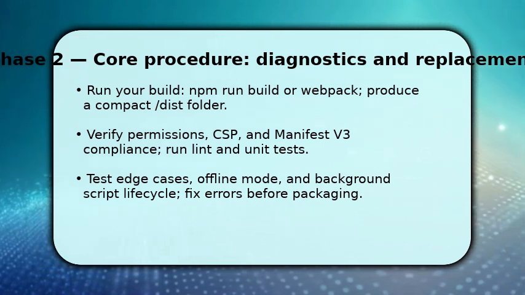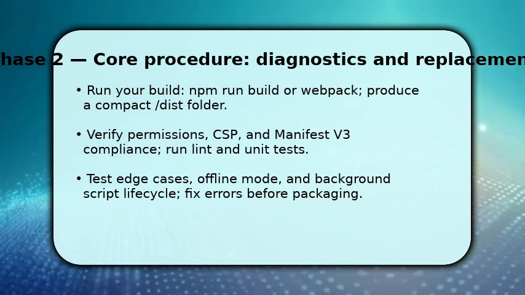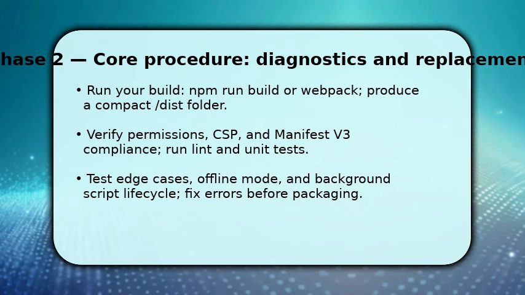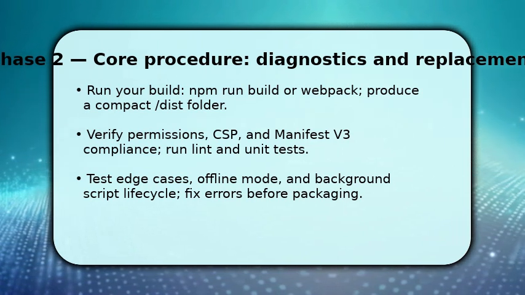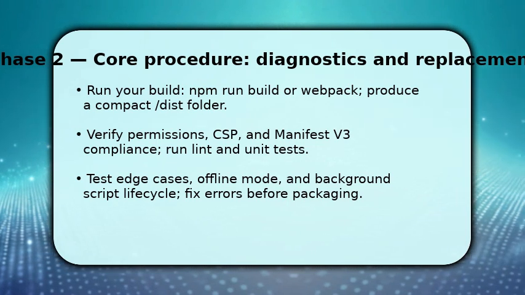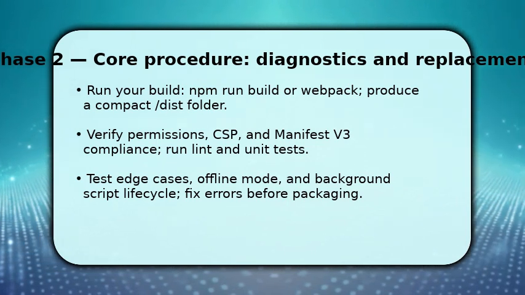Once done, run automated tests and manual flows, including offline or slow network scenarios, because reviewers check reliability. Iterate until the console shows no runtime errors and manifest version increments match your release plan.